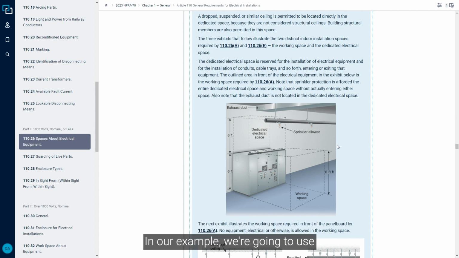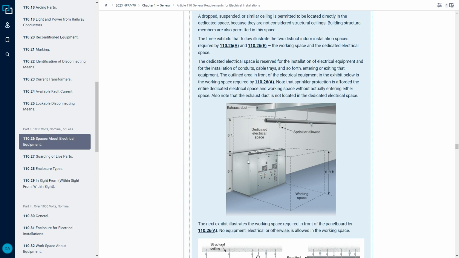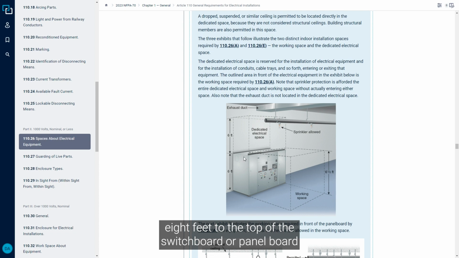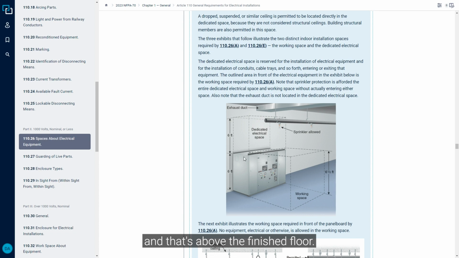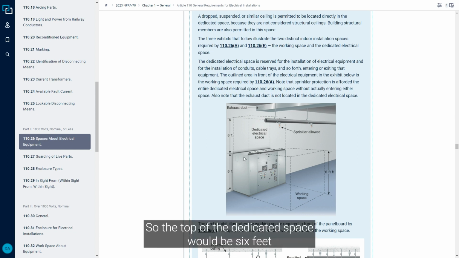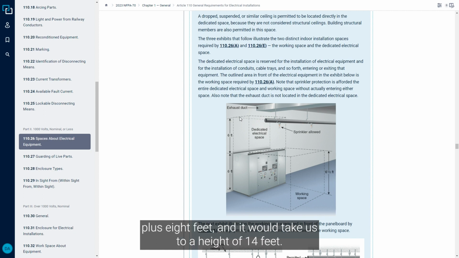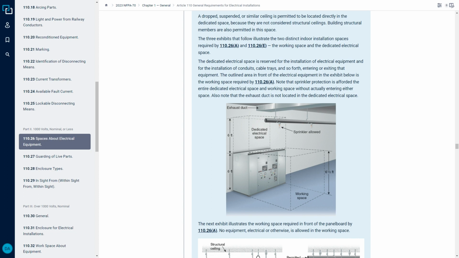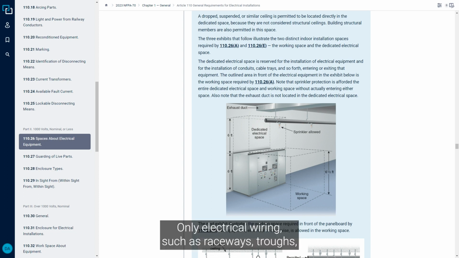In our example, we're going to use 8 feet to the top of the switchboard or panel board, and that's above the finished floor. So the top of the dedicated space would be 6 feet plus 8 feet, and it would take us to a height of 14 feet. Only electrical wiring, such as raceways, troughs, junction boxes, is permitted in that space.